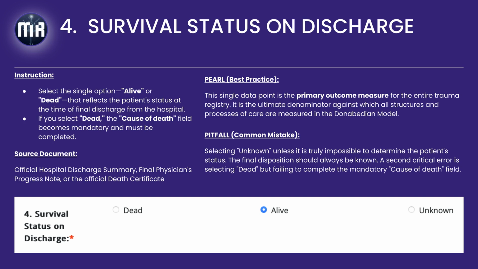A second critical error is selecting dead, but then failing to complete the mandatory cause of death field. A record of death without the cause is incomplete data and will be flagged in our quality audits. By accurately capturing this definitive outcome, you are providing the most crucial piece of data for benchmarking our performance and fulfilling the core mission of the registry.